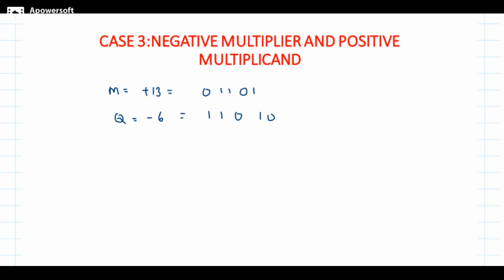Now we need to compute the bit recoded multiplier.